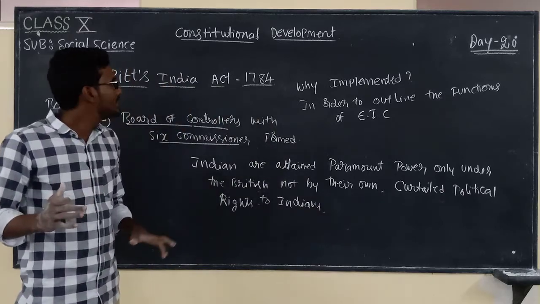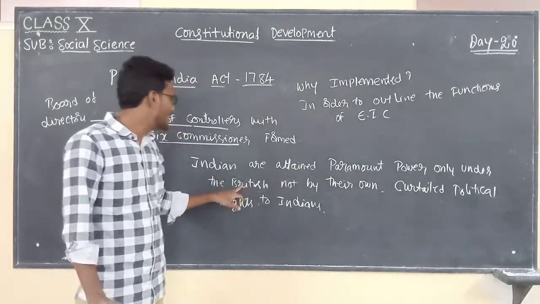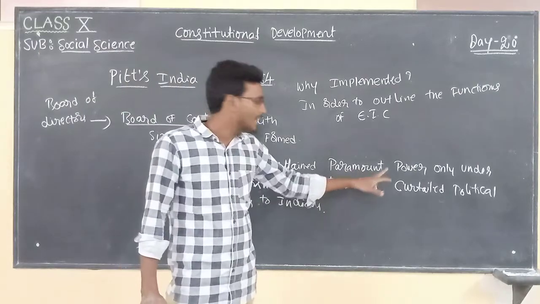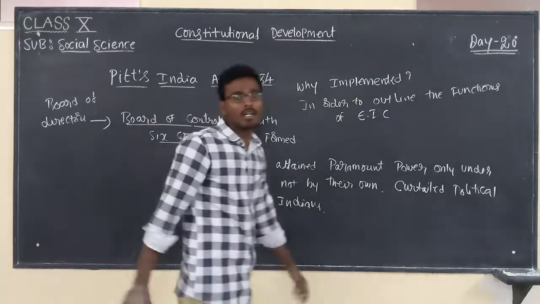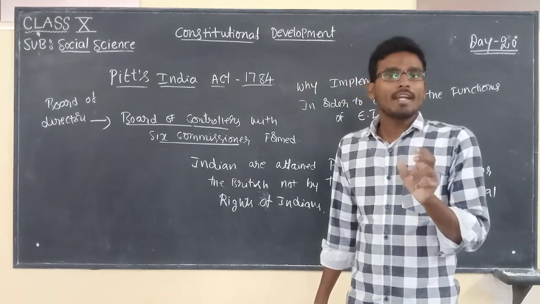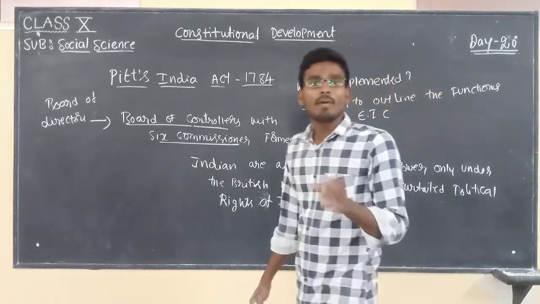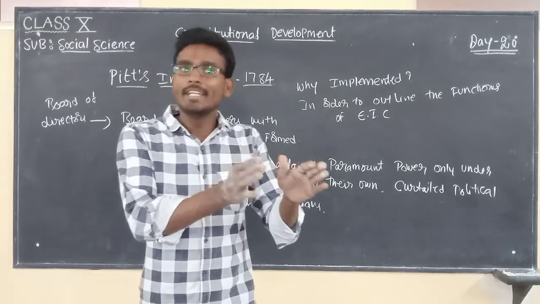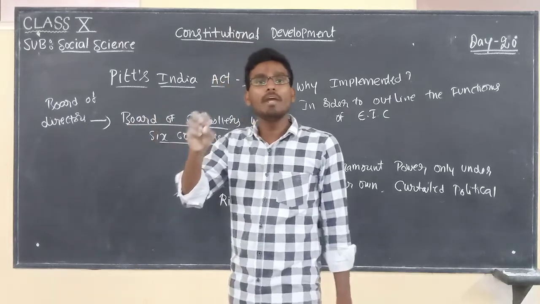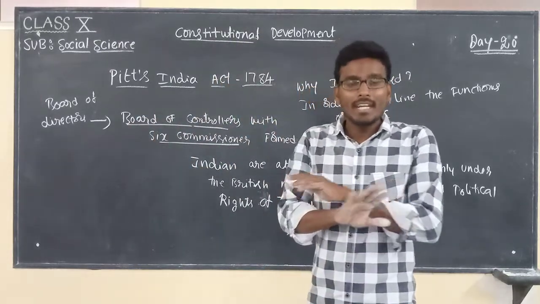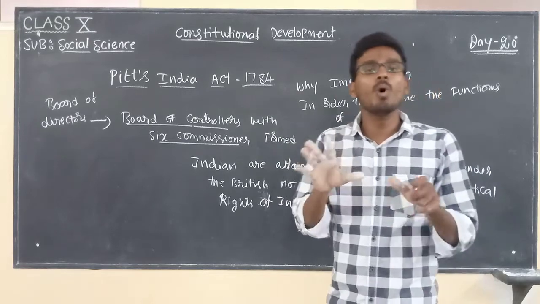So what Pitt's India Act 1784 stated, you have to write: Indians attained paramount power under the British rule, but not by their own. And the British curtailed the political rights of Indians. And more importantly, one more thing they have stated: whatever the places under the control of British East India Company in India, those places are the integral part of British government. And they finally stated that the British government is the ultimate power over India. British East India Company is not the ultimate power in India. British government is the ultimate power over India.